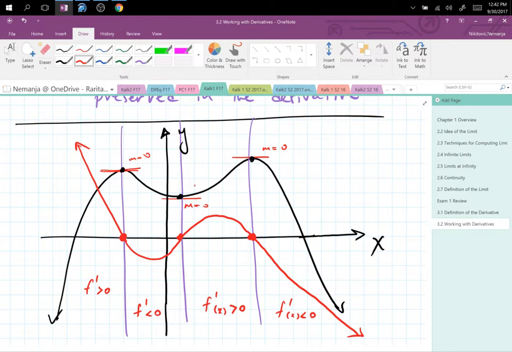The black line is the function, the red line is the derivative. The black line has horizontal tangency at these 3 points. Those are the zeros for the line. And you keep going.